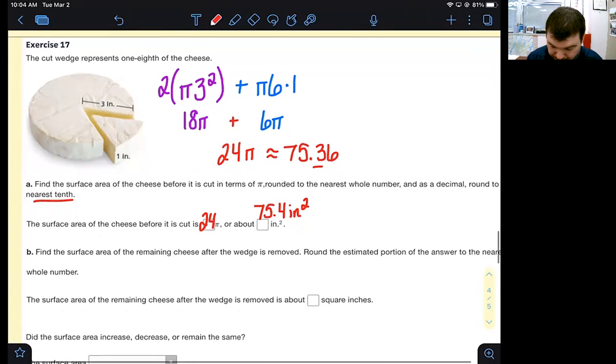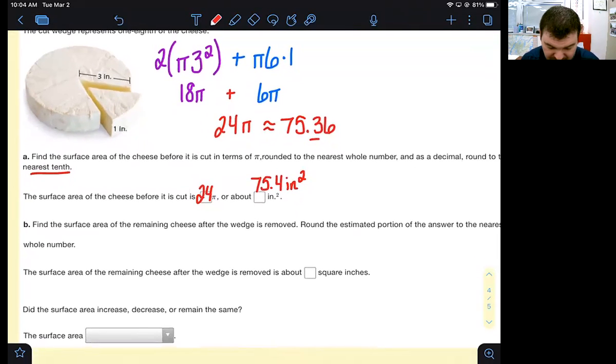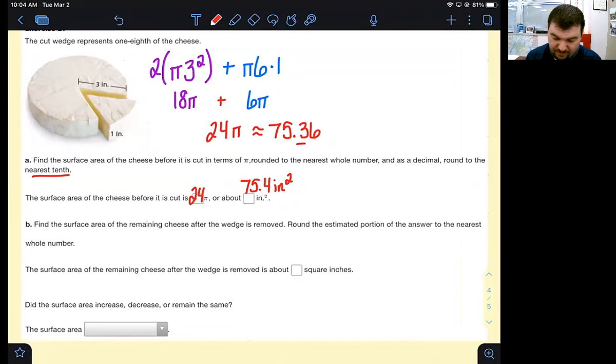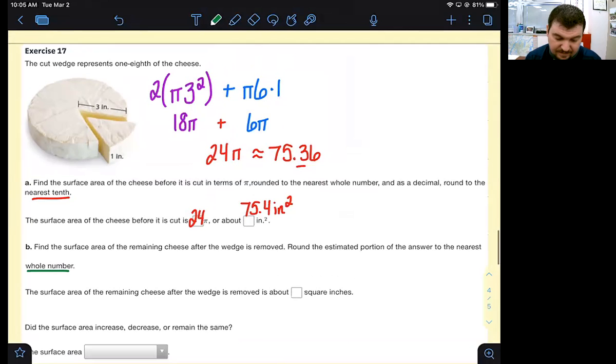All right. Part B. Find the surface area of the remaining cheese after the wedge is removed. Round the estimated portion of your answer to the nearest whole number. So I'm going to round this one to the nearest whole number, it says. So I'm taking out the piece of cheese. Well, what's important is it says the piece of cheese was 1/8 of the circle. Here's what that means.